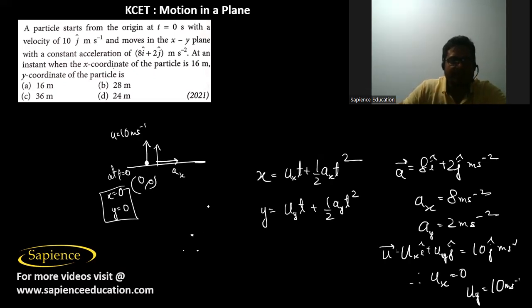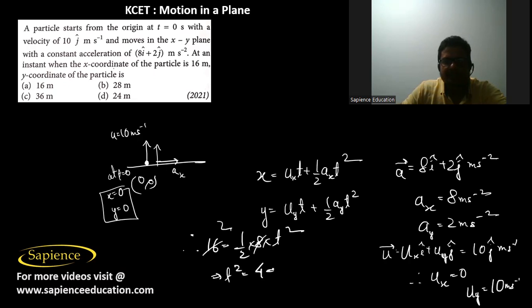So therefore, when the x coordinate is 16 meters, then I can write 16 equals half ax into t square. So therefore, t square is equal to 2 to the 4, so t is equal to 2 seconds. So at t equal to 2 seconds, we have to find the y coordinate.